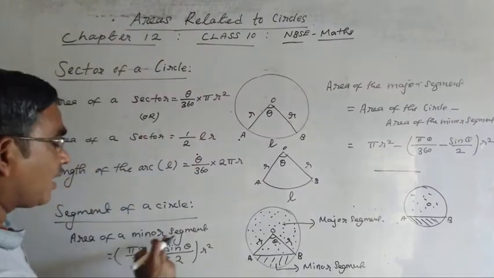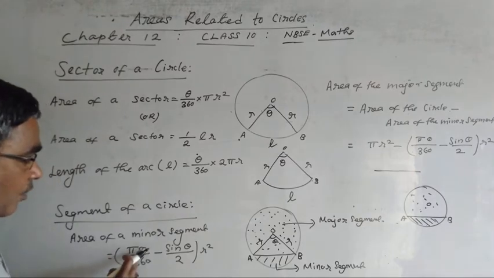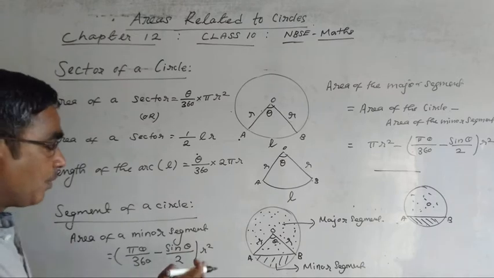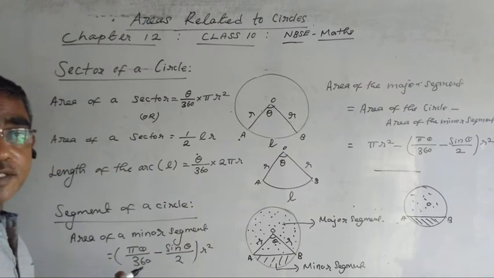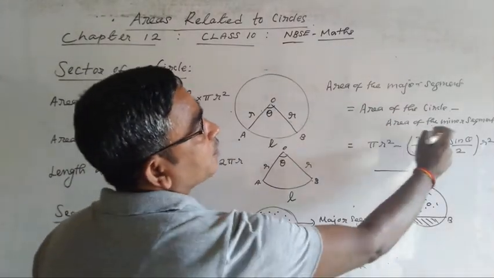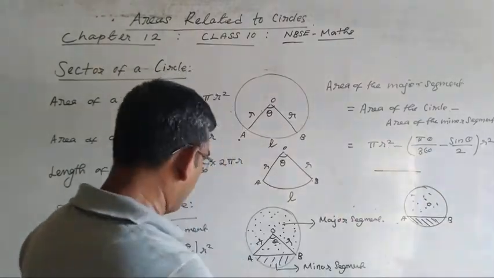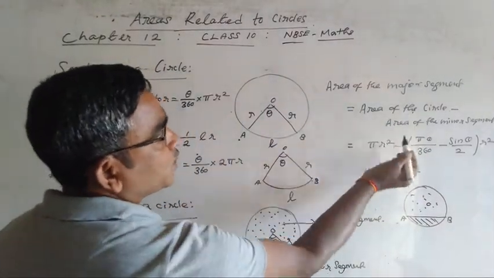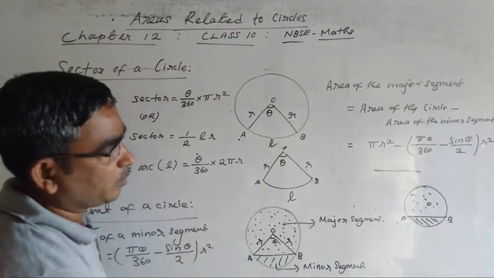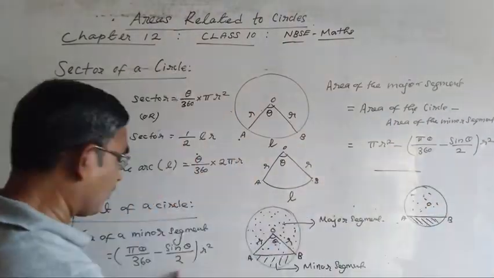Now you can find the area of the minor segment. If you want to find the minor segment area, the formula is pi theta by 360 minus sin theta by 2 r square. You have to memorize this formula, which is the area of the minor segment. For the area of the major segment, it is area of circle minus area of minor segment. The circle area is pi r square. If you cut off the minor segment from the whole area of the circle, you will get the major segment. That's area of circle minus area of minor segment.